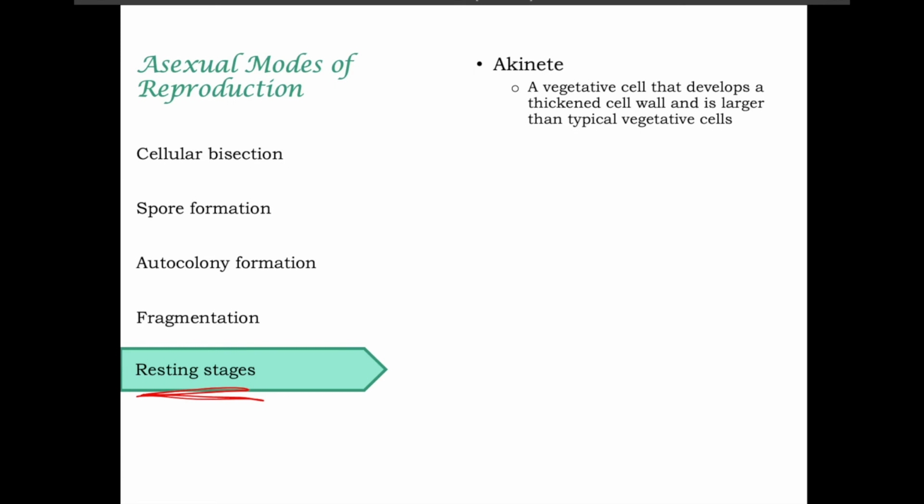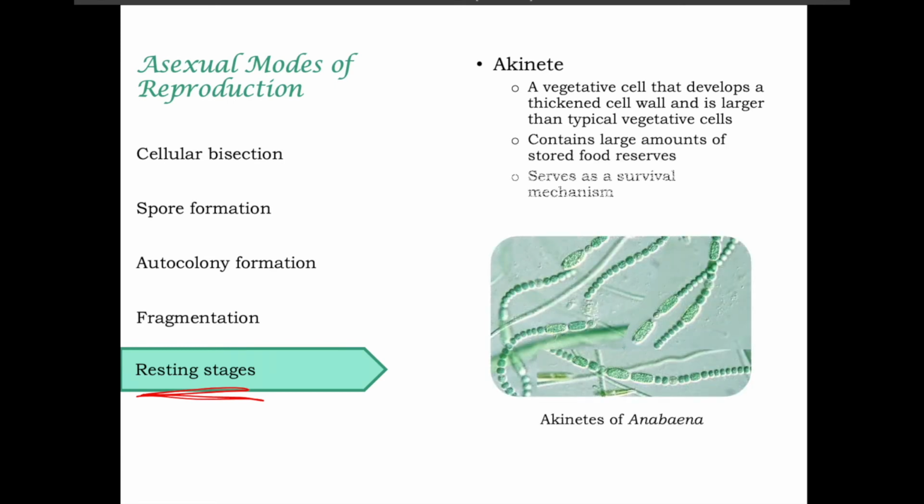So there are different types of resting stage, but the first one that we'll talk about here is what we call the akinetes. Your akinetes are vegetative cells that develop a very thickened cell wall and are usually larger than the typical vegetative cell. So where's the akinete? Right here. It's right here, here, and here.